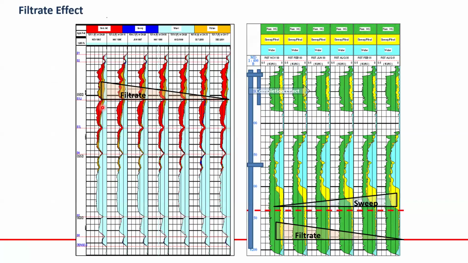Here, filtrate effect. As you see, when we drill the well in open hole, we have high water saturation here, and this water saturation starts to vanish by time, because of filtration. Also in this well, the sweep is increasing by production, but the filtrate dissipates. As you see here, the yellow color increases in this direction, but the filtrate decreases in this direction.